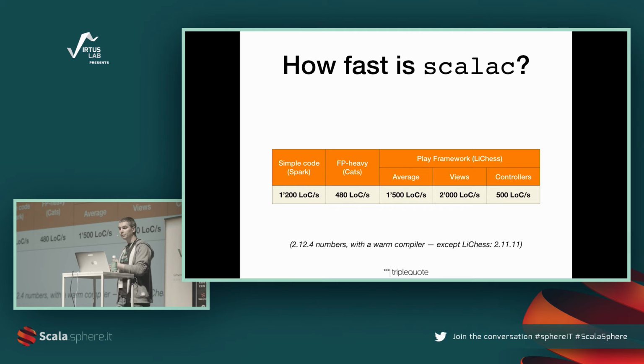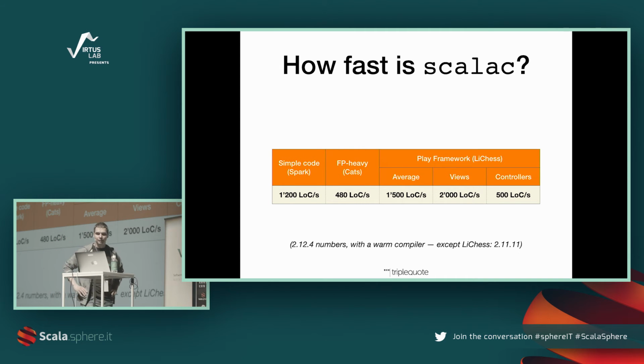If you take something that is very functional, pure FP, pure functional programming, like the Cats library, that's a little bit below 500 lines of code, so a factor of more than two times slower. Play framework, here I took Lichess. If you know the application, it's a pretty old Scala open source project for playing chess. On average, they pull a little bit more than Spark, so 1,500 lines of code a second.